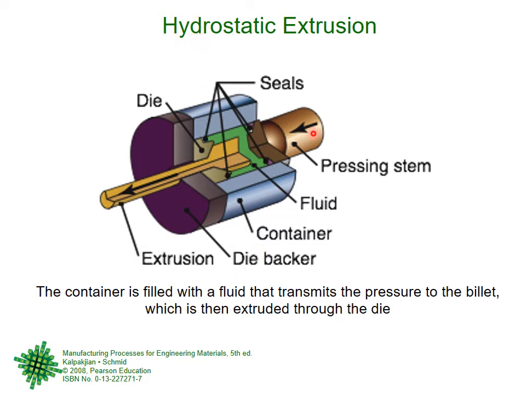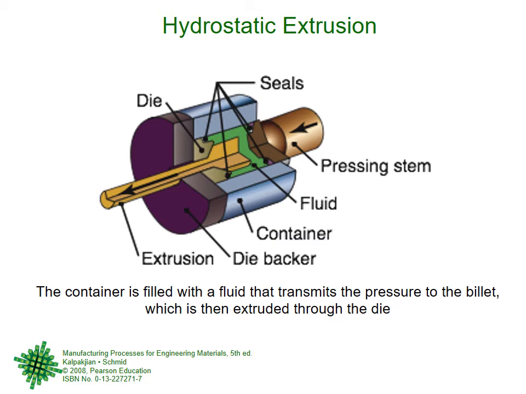So here if you see now, the die is there, and special seals are there. The extrusion is coming in this direction. This is the pressing stem or the ram. This is the container, the round container. This is the die backer. But now between the material and the container there is some fluid, the green area. So the material is not directly touching the container walls.